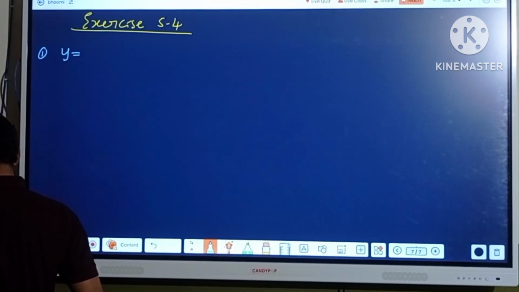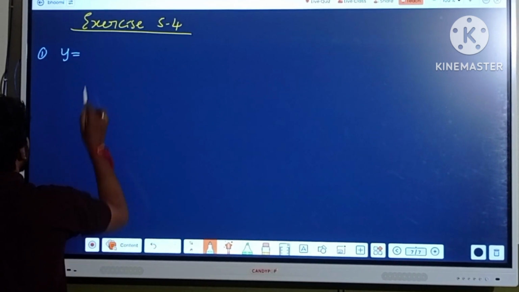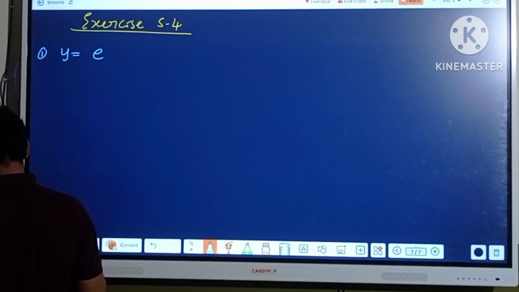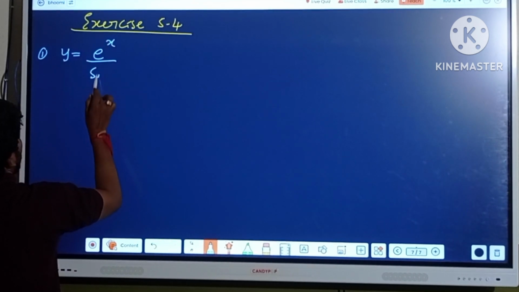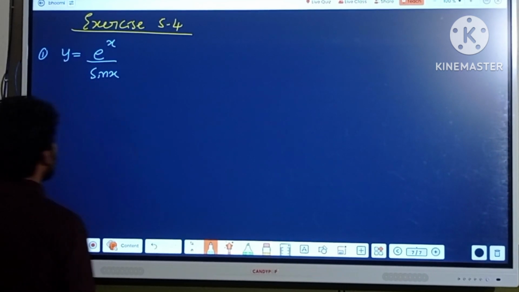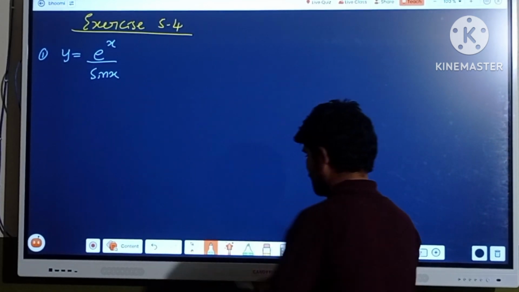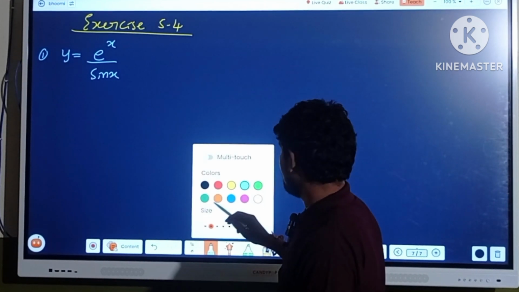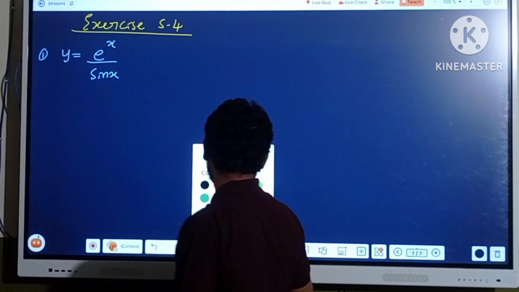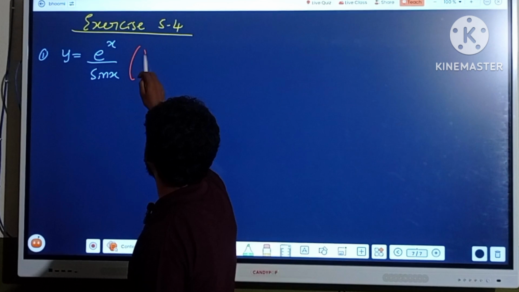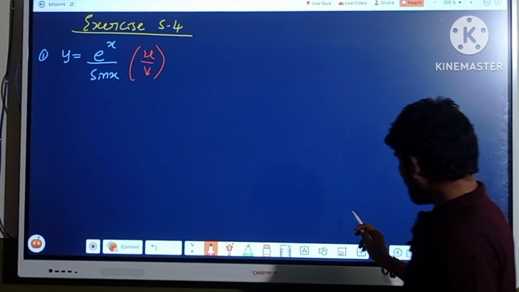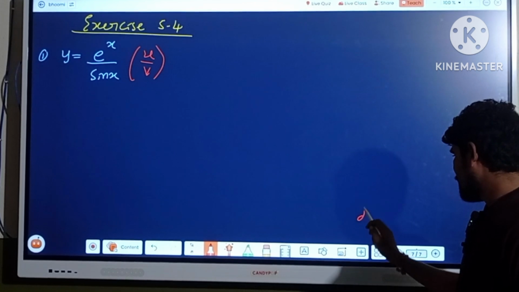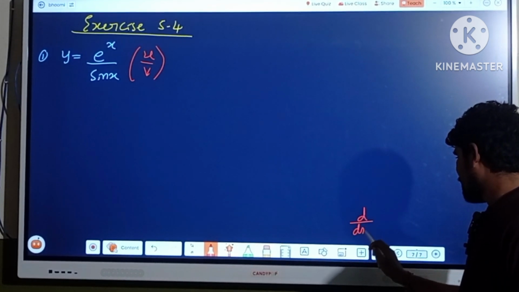y is equal to e power x divided by sin x. Now we need to find dy by dx for this function. So observe here, the given function is in which format? In u by v form. So we know the quotient rule, that is, derivative of u by v.